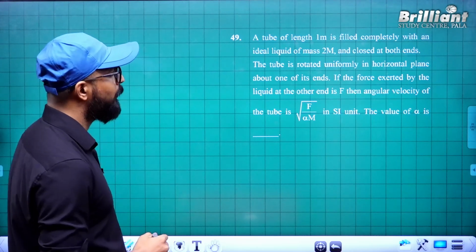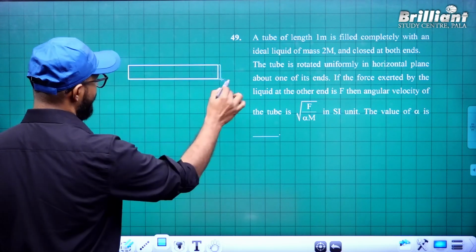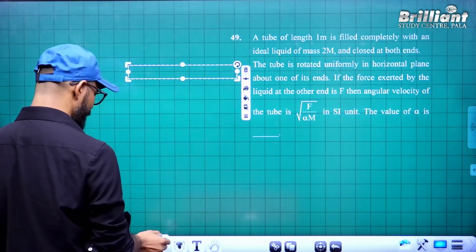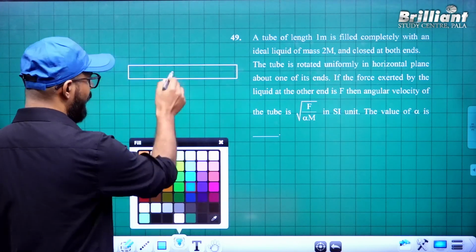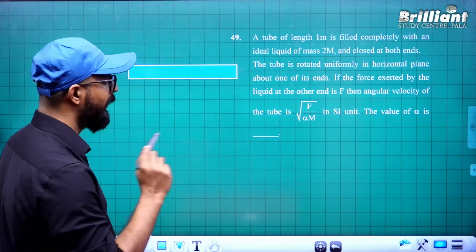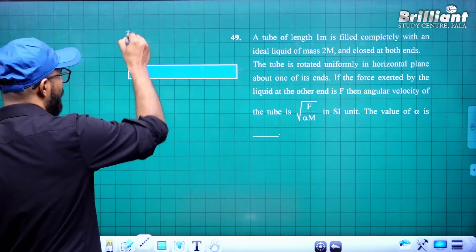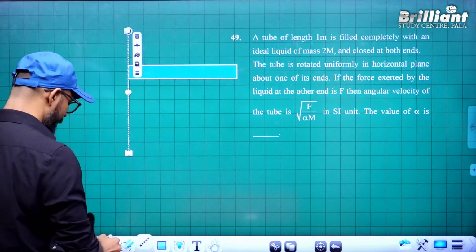A tube of length 1 meter is completely filled with an ideal liquid. So there is a tube that is completely filled with ideal liquid over here, and closed at both the ends. Tube is rotated in a horizontal plane about one of its ends. So this is the end about which it is rotating.